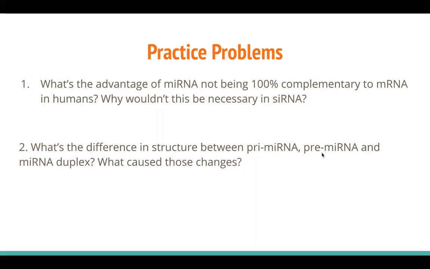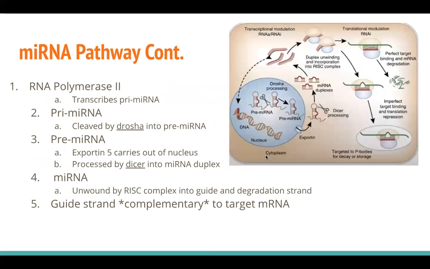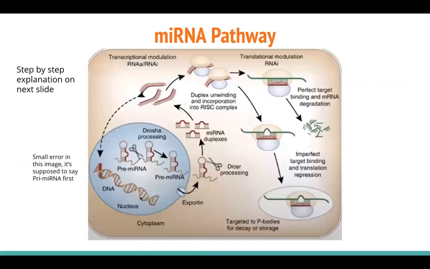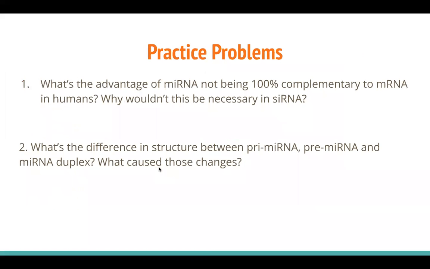Okay, what's the difference between mRNA, pre-miRNA, and pri-miRNA? I don't like this question, I'm just going to talk about it. You'd have to go back to this diagram. Pri-miRNA is just the really long piece of RNA that folds in on itself. Again, this diagram is supposed to say pri-miRNA, but whatever. Pri-miRNA becomes pre-miRNA after Drosha cuts it, and then pre-miRNA becomes mature miRNA after Dicer cuts it. So that's essentially the answer to this question.